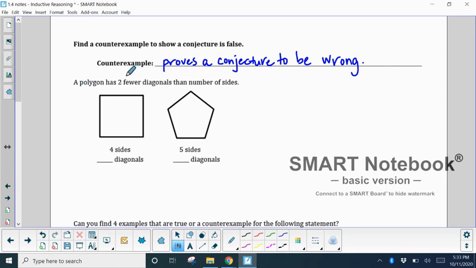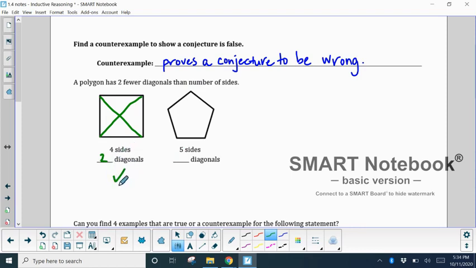Okay. So this says a polygon has 2 fewer diagonals than its number of sides. Okay. So if you look at this first polygon, this is actually a square. It has 4 sides. And if I were to draw a diagonal, remember that just means you go to the opposite vertex. So there's one diagonal. And then if I do the other side, it would be 2 diagonals. So it has 4 sides and 2 diagonals. Okay. So it says a polygon has 2 fewer diagonals than the number of sides. So if it has 4 sides, 2 fewer than that means it would have 2 diagonals.